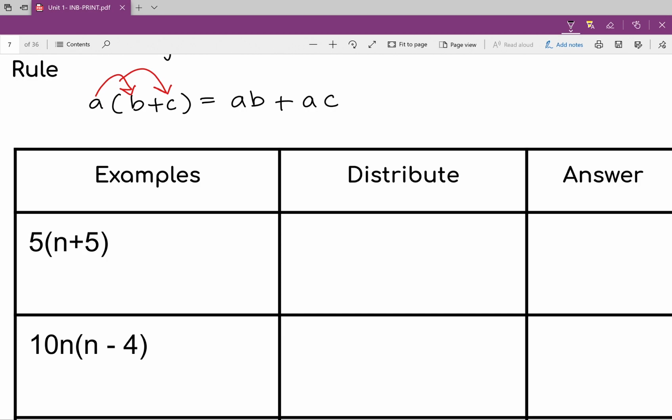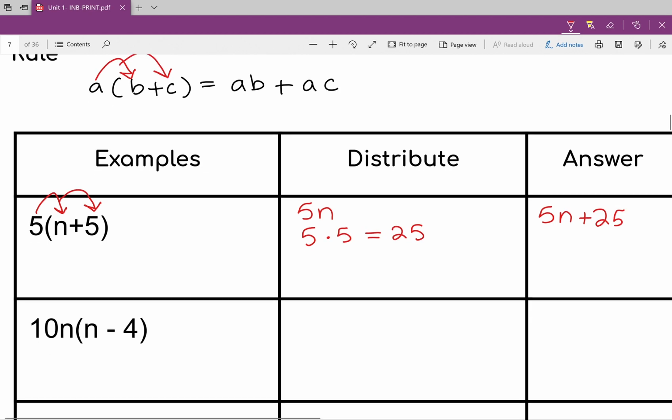Okay, so example 1 says 5 and then in parentheses n plus 5. So I'm going to distribute that 5. So I'm multiplying that 5. So my distribute part would be 5n and 5 times 5, which is 25. So when I'm writing my answer, I just combine it. 5n plus 25. See how I wrote them together? I did 5 times n, which is 5n, and 5 times 5, which is 25.